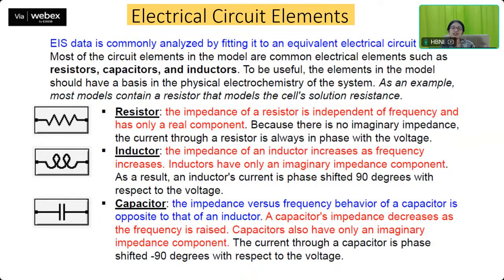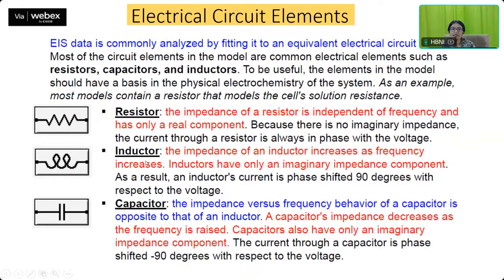Another very important electrical circuit element is the capacitor. The impedance versus frequency behavior of a capacitor is just the opposite to that of the inductor. A capacitor's impedance decreases as the frequency is raised. Capacitors only have an imaginary impedance component, and the current through a capacitor is phase shifted minus 90 degrees with respect to the voltage.